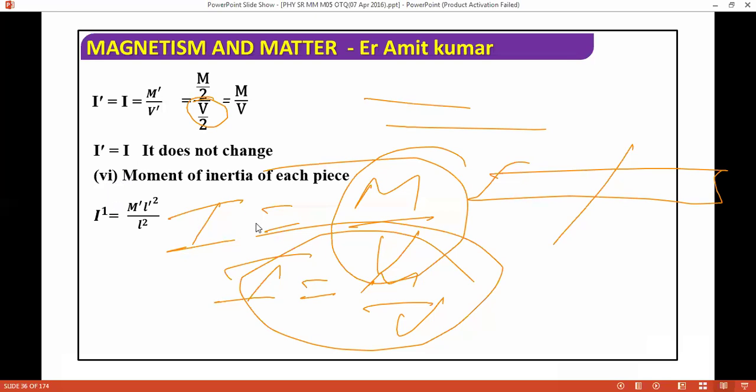If you talk about the moment of inertia of each phase, the moment of inertia is going to be ml square by 12. If you solve it, what's happening? If you put M dash, L dash, and 12, L dash is going to be L, which we are using here. So if you solve it, it is going to be like this. So on, you can solve this question.